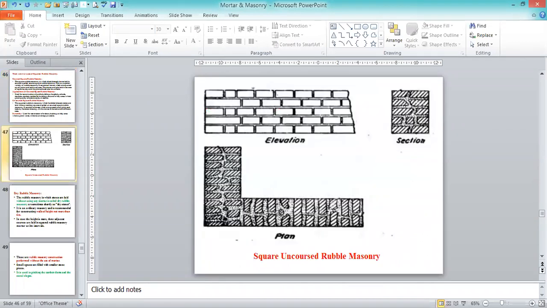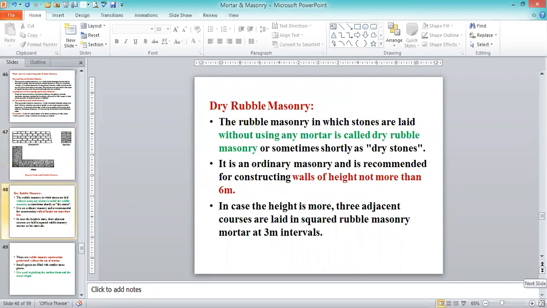Last one is DRM. This diagram shows square uncoursed rubble masonry. We can see one is length direction and another is width direction. In elevation we can see that one, and in plan also we can see the section. In elevation we can easily identify that one is lengthwise and another is widthwise, or some of them are completely lengthwise. In between we provide the widthwise direction itself. So then dry rubble masonry. This is the type in the rubble masonry.